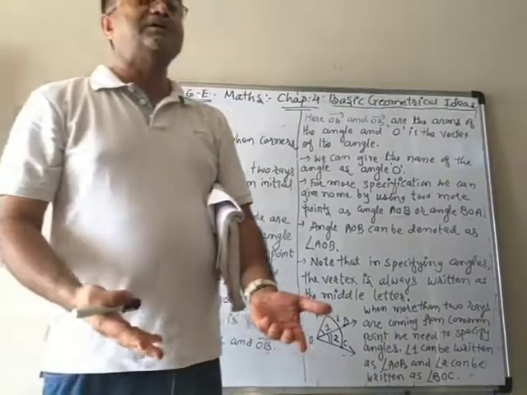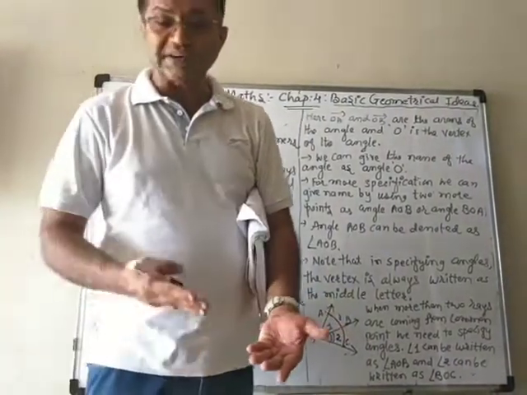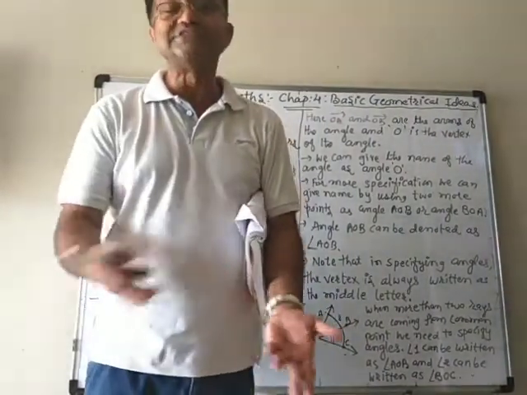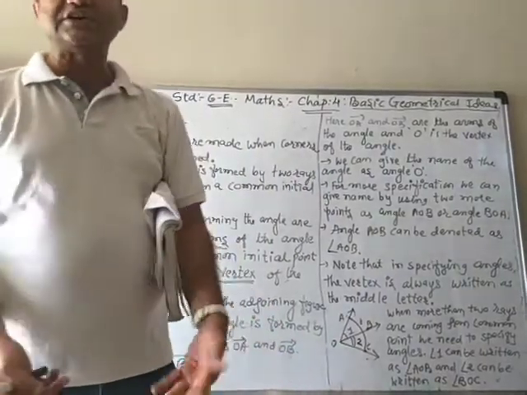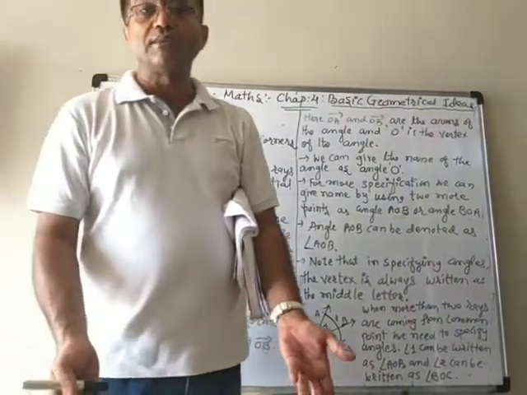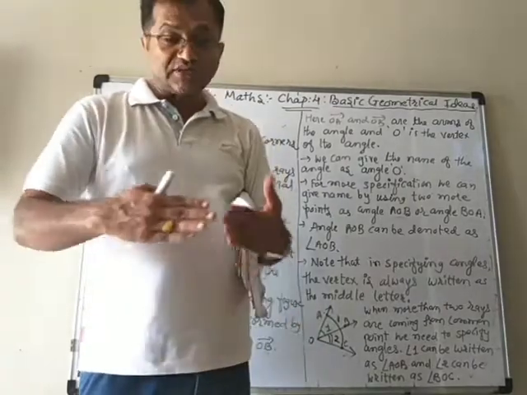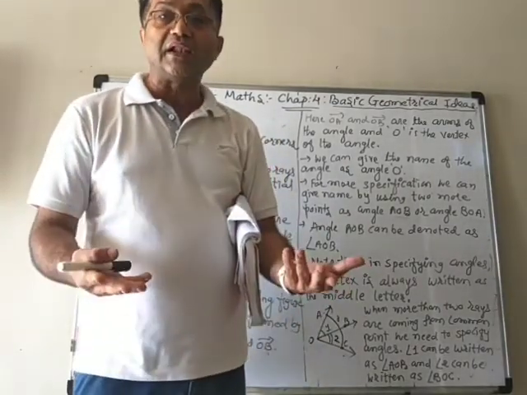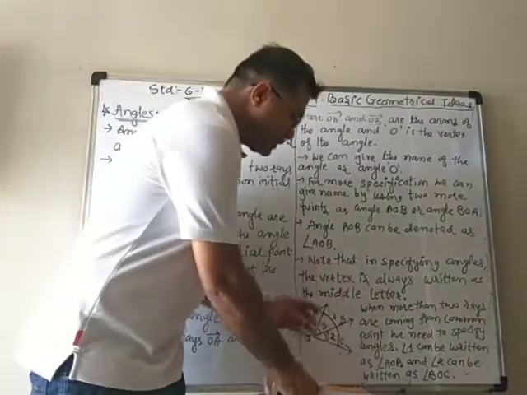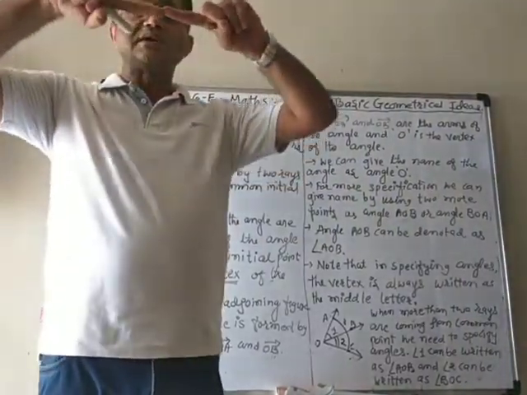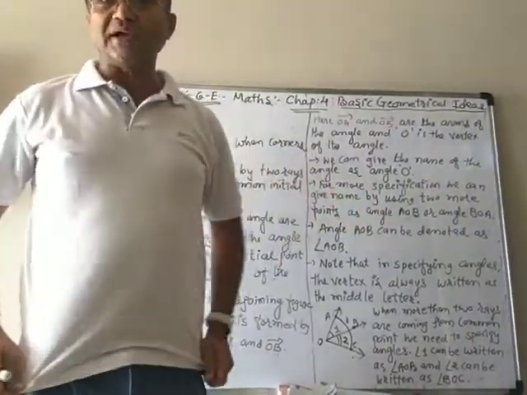On your floor also, the tiles: two edges of the tiles, when they meet each other, are also forming corners. So whenever you see corners, there must be an angle. Doesn't matter, some angles can be small in size, some angles can be big. Different types of angles can be there.